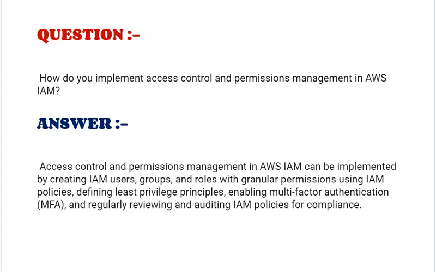Our next interview question is, how do you implement access control and permissions management in AWS IAM? Your answer should be: access control and permissions management in AWS IAM can be implemented by creating IAM users, groups, and roles with granular permissions using IAM policies, defining least privilege principles, enabling multi-factor authentication, MFA, and regularly reviewing and auditing IAM policies for compliance.